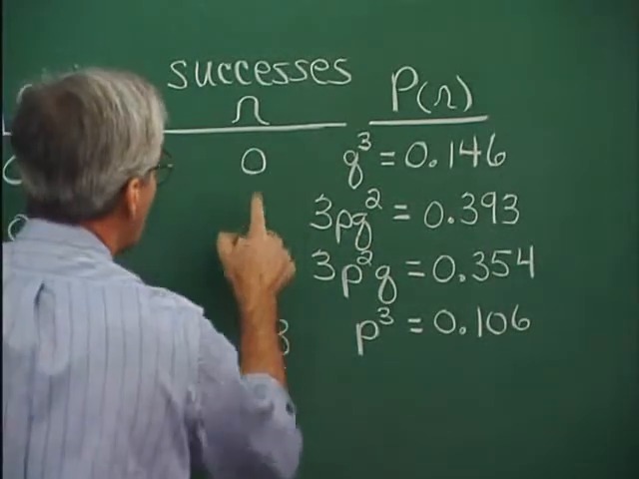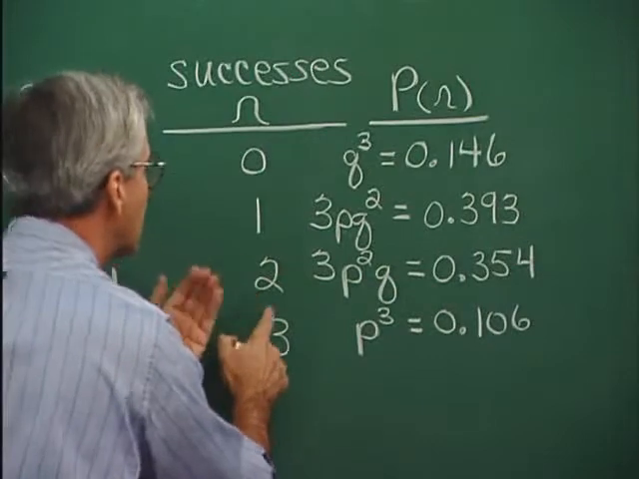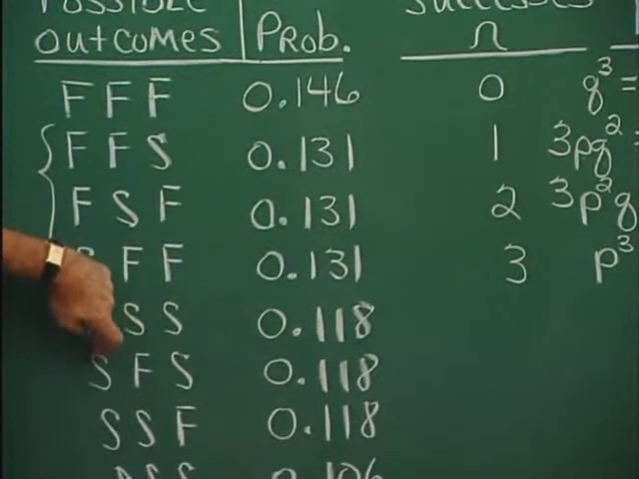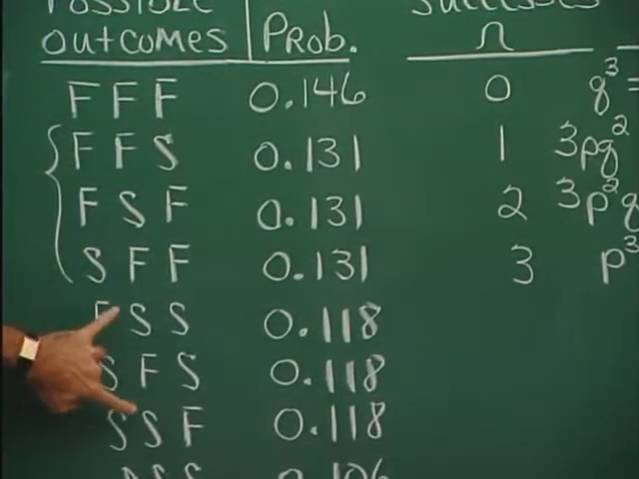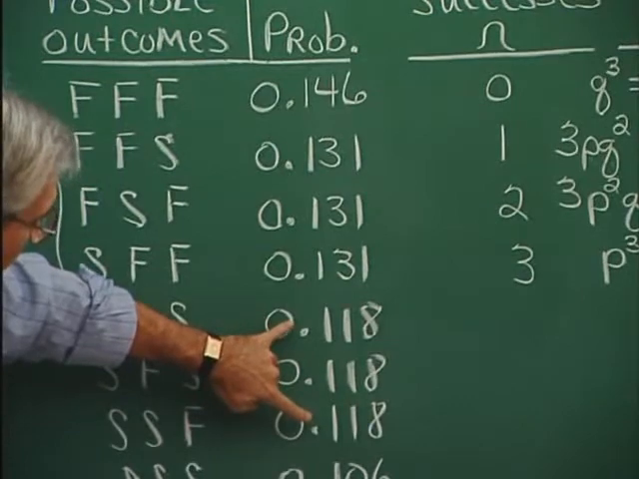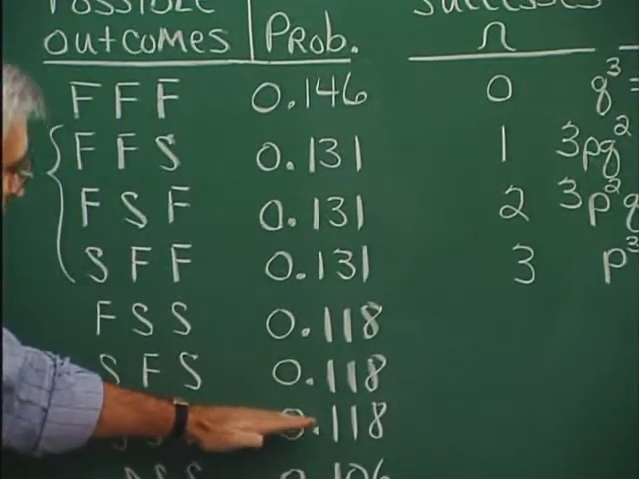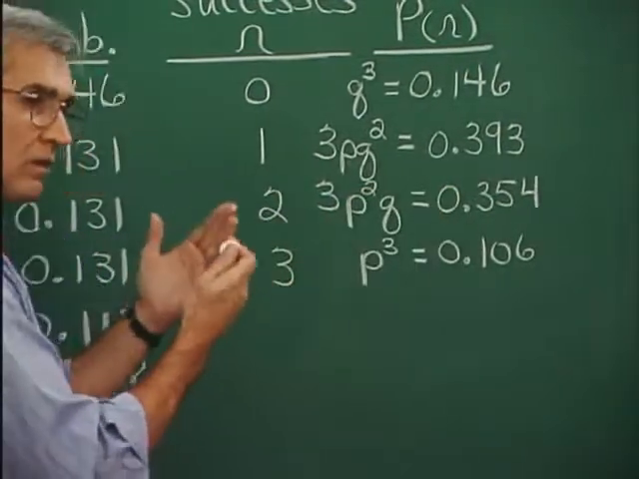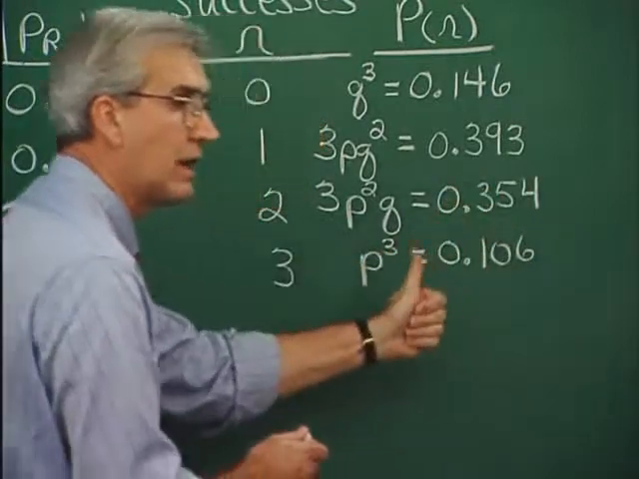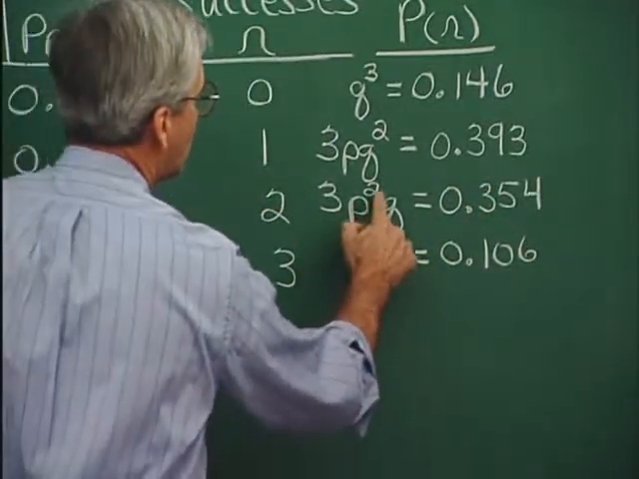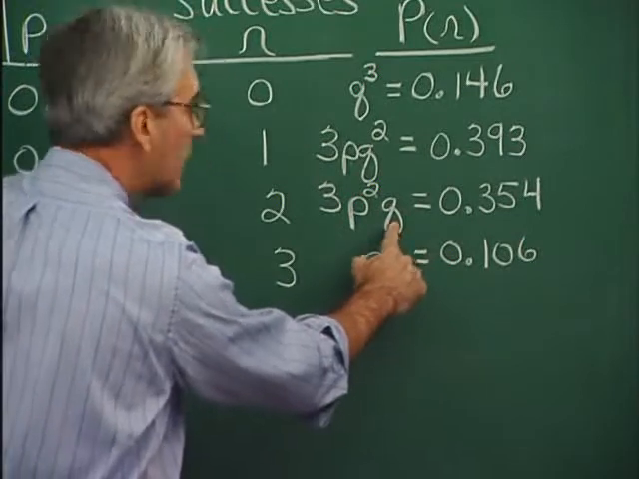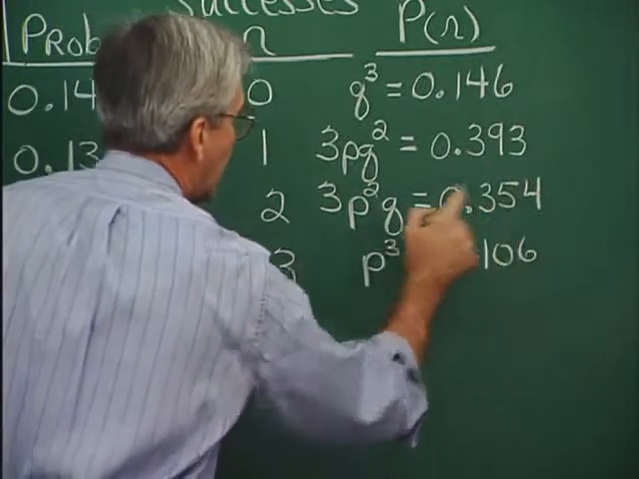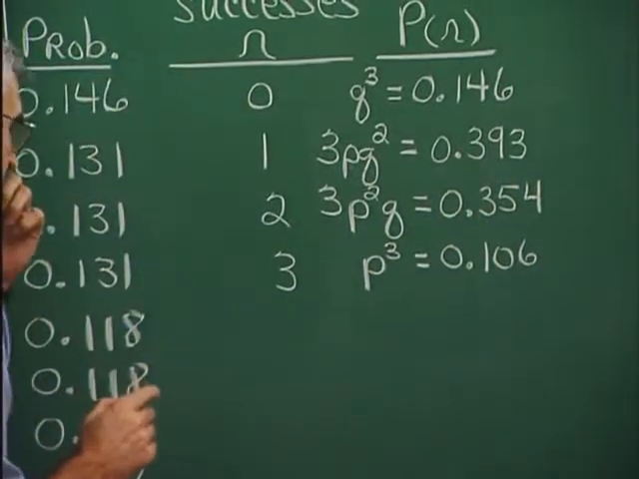All right, now for two successes. Now, two successes involves, well, let's see. This has two successes in it. This has two successes in it. Here we have two successes. All three of those have the same probability of 0.118. If we add those together, we get 0.354. And a way to calculate 0.354, since there are three of them, and there were two successes and one failure, it's 3 times p times p times q. All right, in order to calculate that. That is a way of doing this rather quickly.